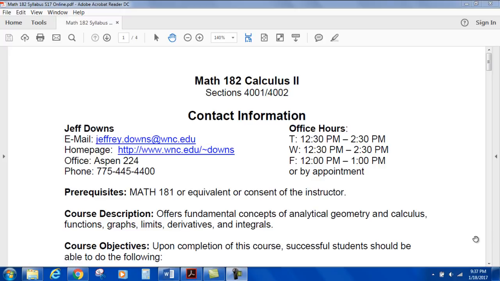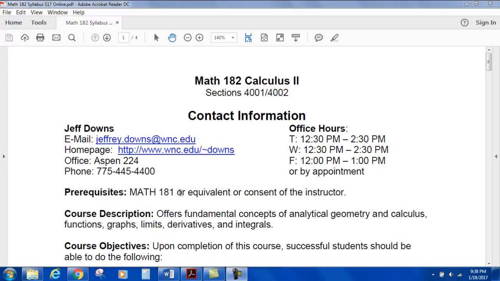My contact information is Jeff Downs. There's my email address, and my college webpage, which isn't really updated too much. Canvas gets all my attention. My office is on the Carson campus in the Aspen building, number 224. My office phone number is 775-445-4400. I'll have office hours this semester. They're currently planned for Tuesday and Wednesday from 12:30 to 2:30 and Friday from 12 to 1, or by appointment.